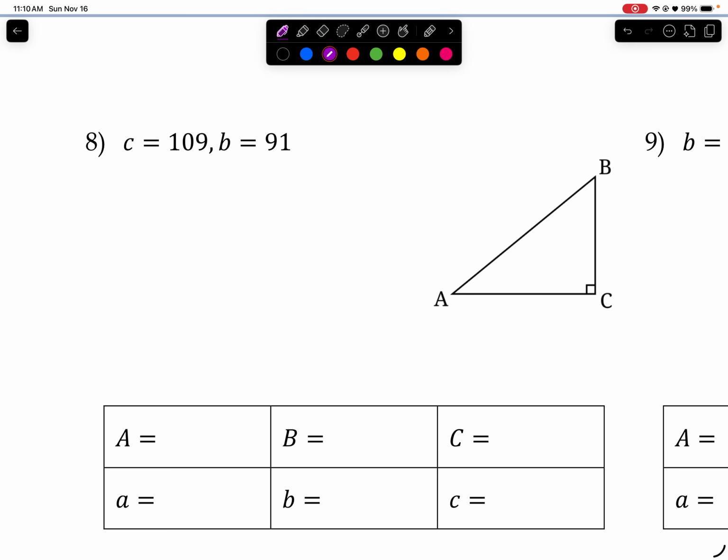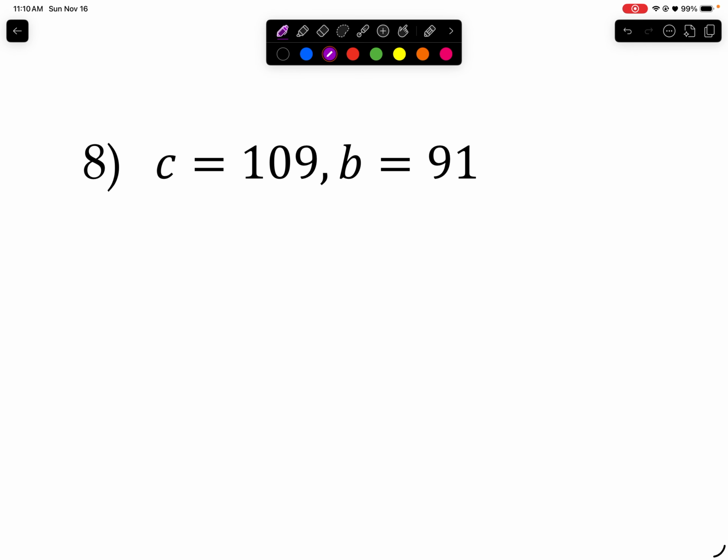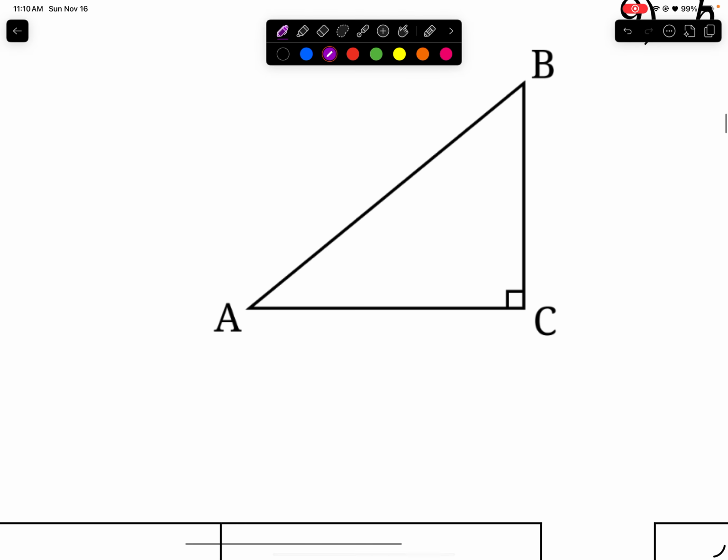So number 8 here, same idea, but now notice how we're given side lengths. When you're given side lengths and you're not given angles, that's going to be indicative that you're going to have to actually use inverse trig. So I'm going to start by labeling.